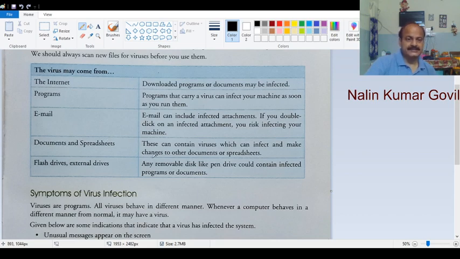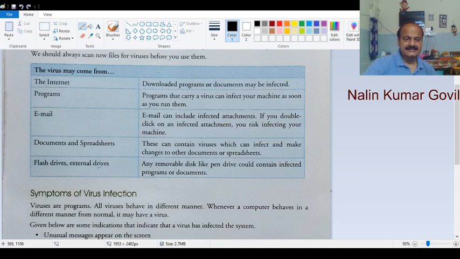Documents and spreadsheets can contain a virus which can infect and make changes to your document or spreadsheet. Document means the Word file and spreadsheet means the Excel file. So Word files and Excel files can also have viruses. Clear? If you download these files from other sources.